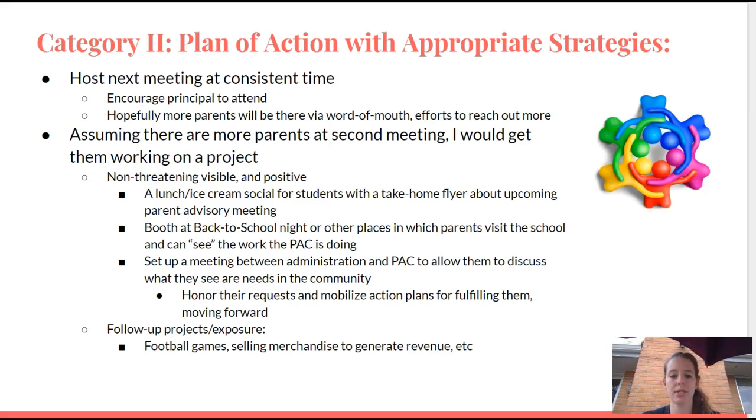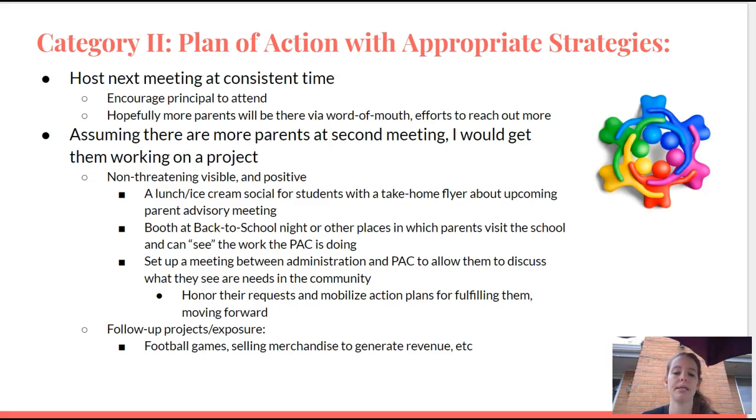And so assuming that there are more parents, I would get them working on a project that is non-threatening, visible, and very positive. So perhaps a lunch or ice cream social for students with a take-home flyer about upcoming parent advisory meetings. It's much more positive than just deliver this to your parents. But even beyond that, I would maybe have a booth at back to school night or other places where parents are in the school so that they can see the work that the parent advisory committee is doing.